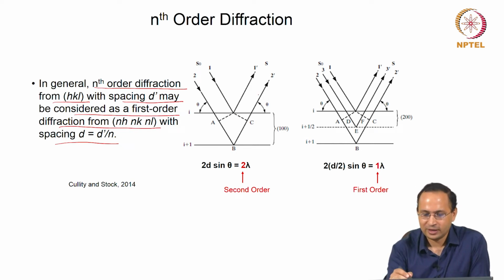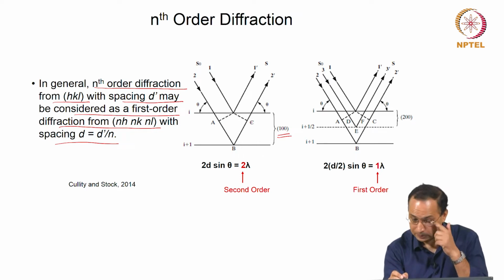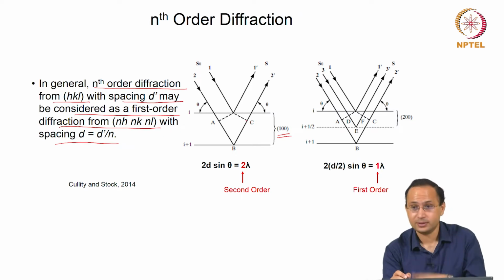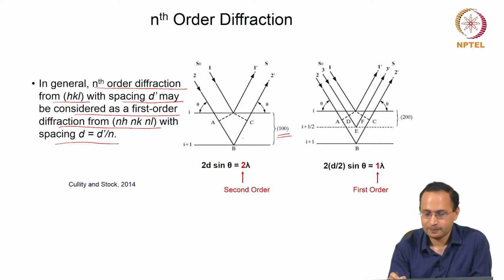So let us look at the left one. So you have 1 0 0 plane, okay. So you have 1 0 0 plane. You see here ABC is your path difference, right, that will be 2d sin theta. So if you have to write the Bragg's law for this, what will be that? 2d sin theta, okay. Now see, it is important to see, 2d sin theta equals 2 lambda, where n equals 2 here, okay.